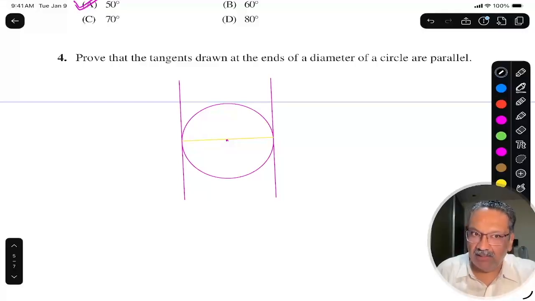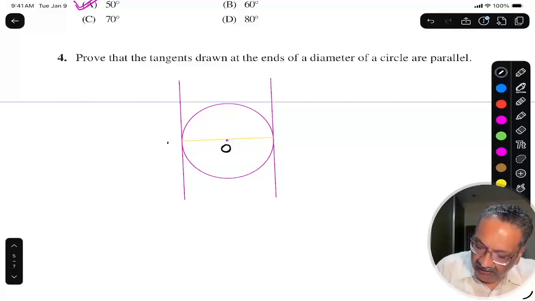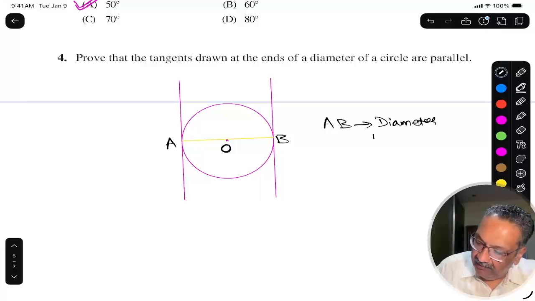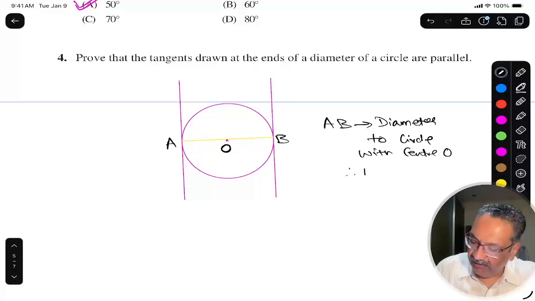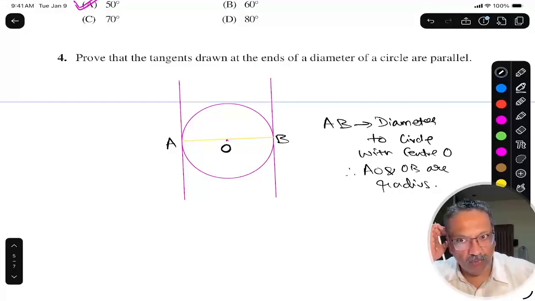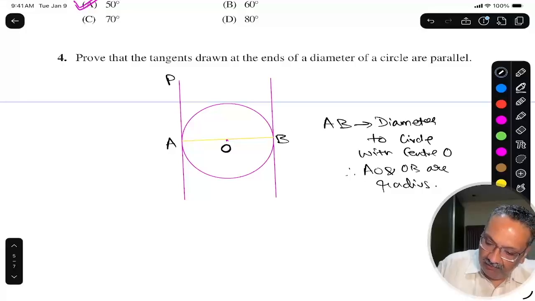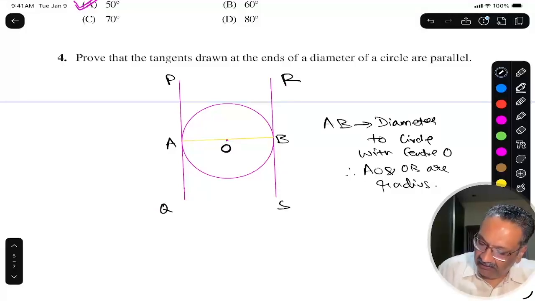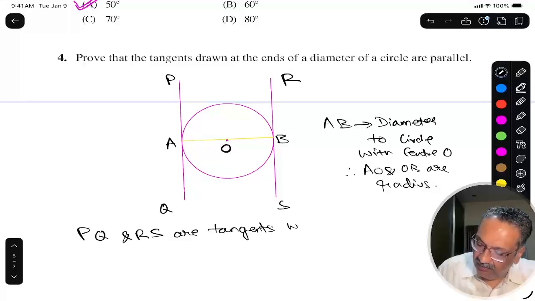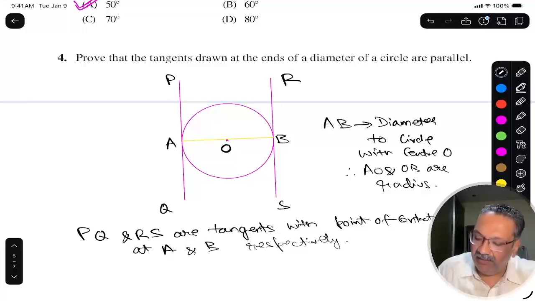Now I have taken one diagram here. I will call this a circle with center O and AB is the diameter, right? So AB is a diameter of the circle with center O. Therefore AO and OB are nothing but the radii of the circle, and AOB is a straight line. I will call these tangents PQ and RS. PQ and RS are tangents with points of contact at A and B respectively.